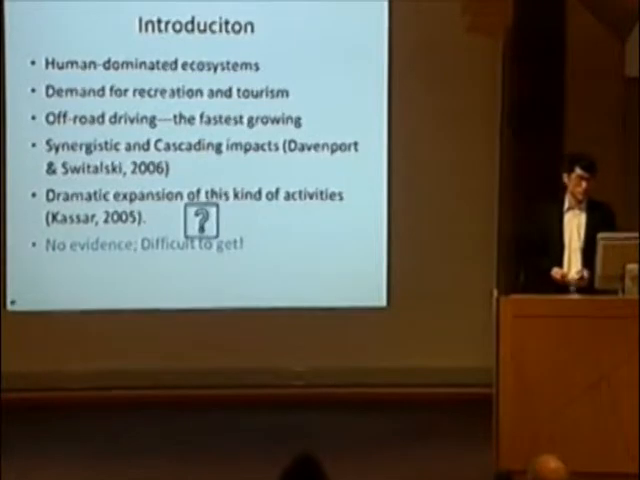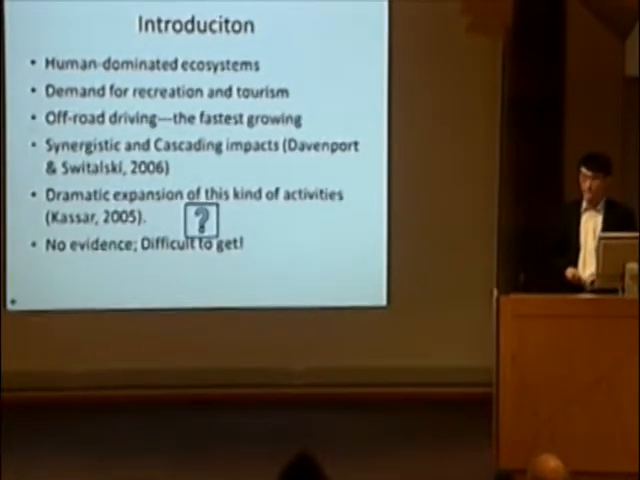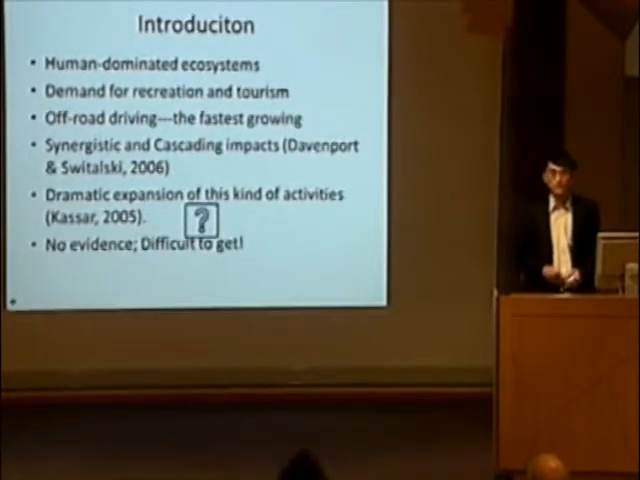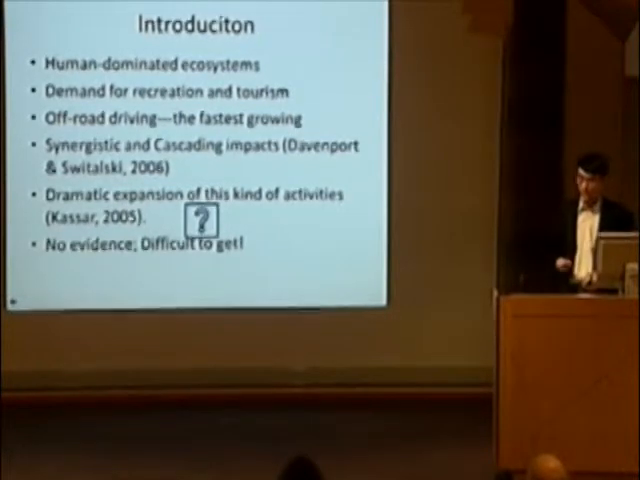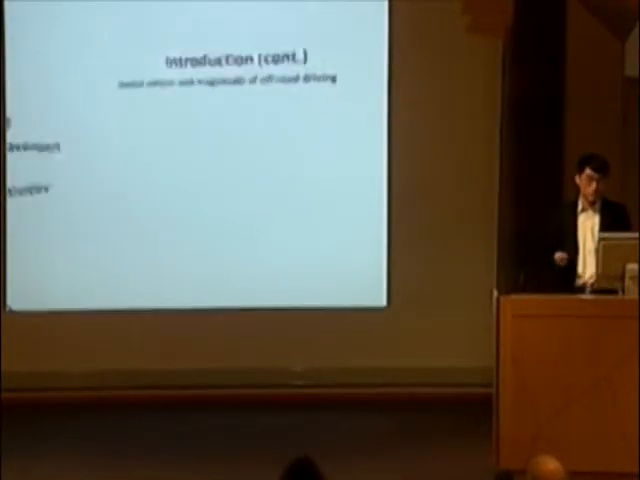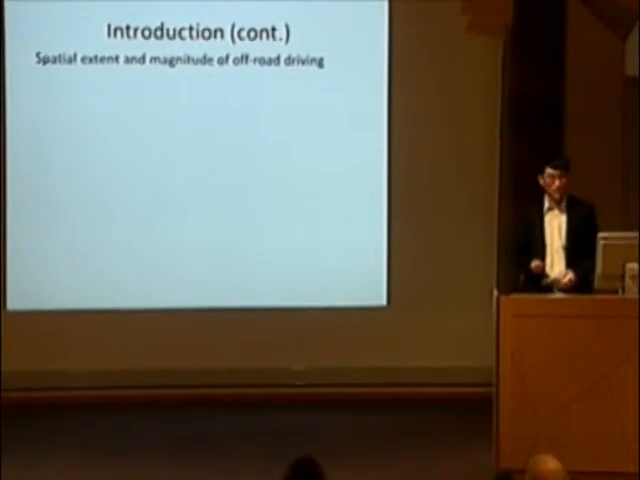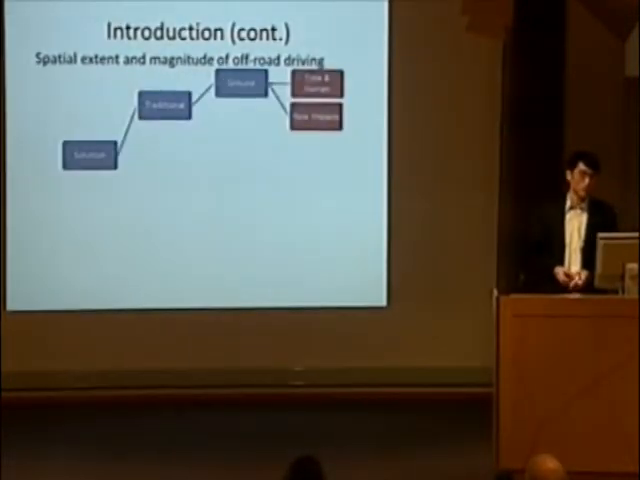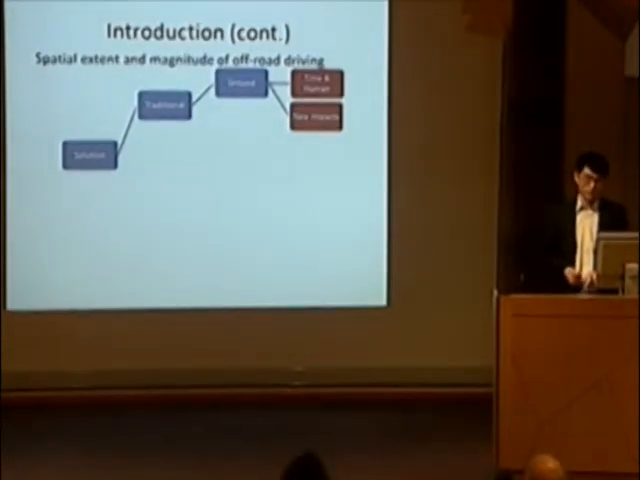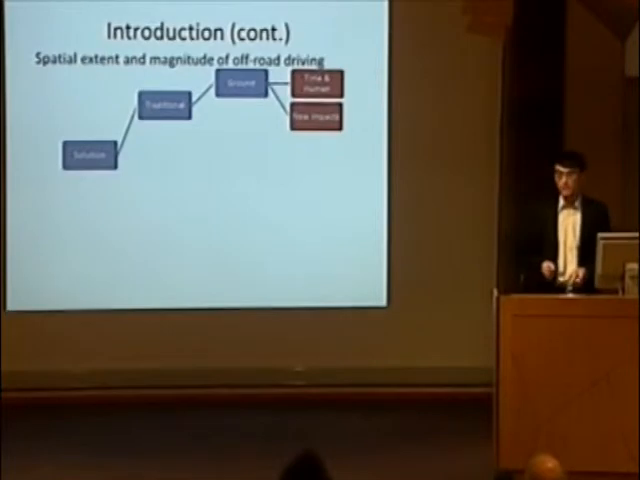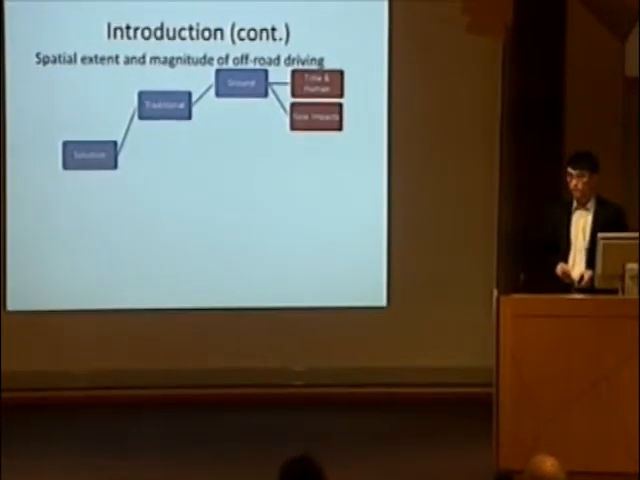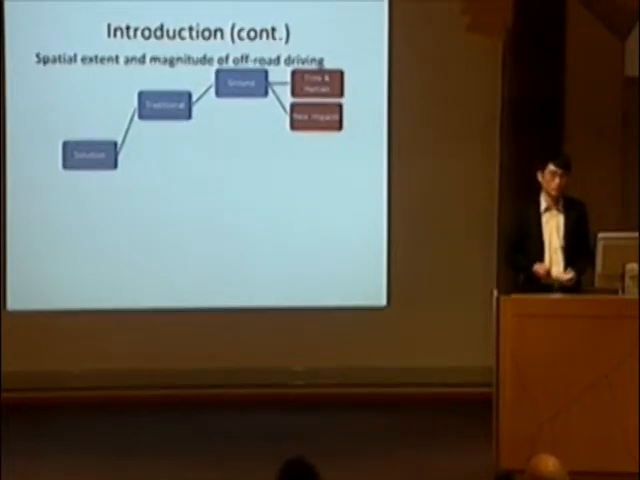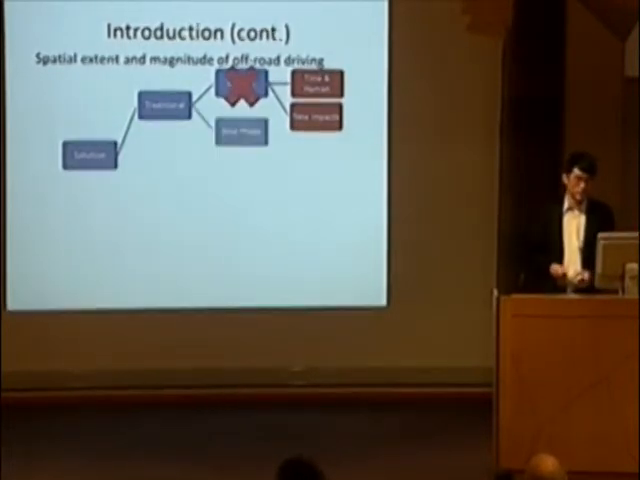It has also been reported that this kind of activity keeps expanding, and that is very sad. But the problem is that we don't have any evidence, and the evidence is very difficult to get, so we have no idea about the spatial extent and magnitude of this kind of activity. The solution is to map it, of course, but traditionally people do ground surveying. As we all know, it is very time-consuming and involves a lot of human labor. It may also cause new impacts on the ecosystem when you investigate it.